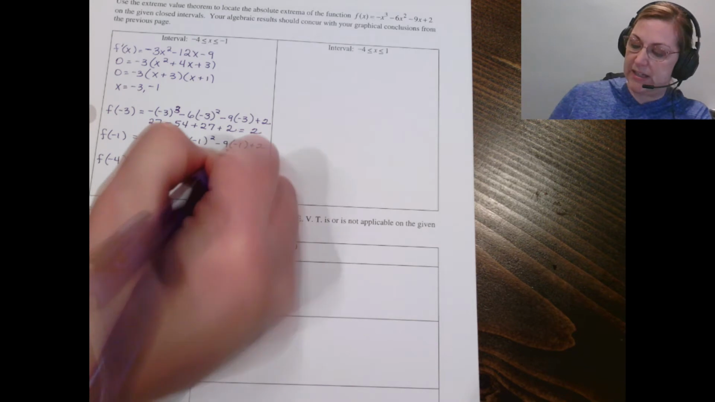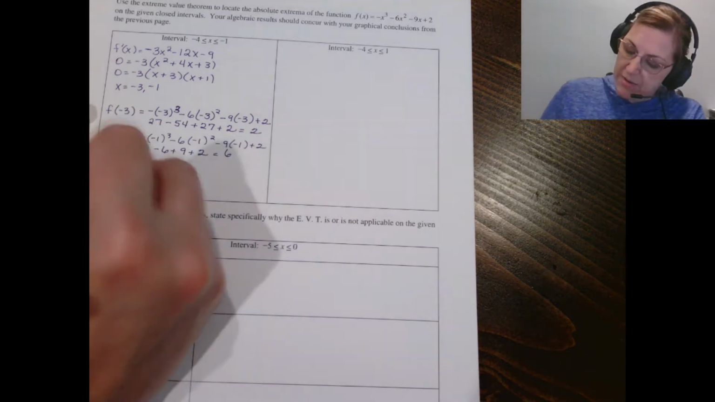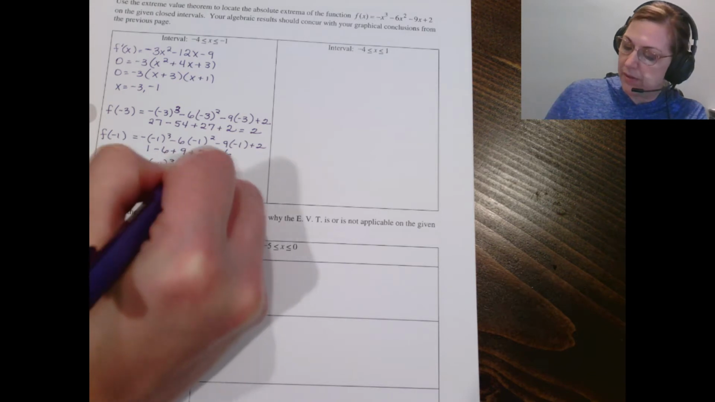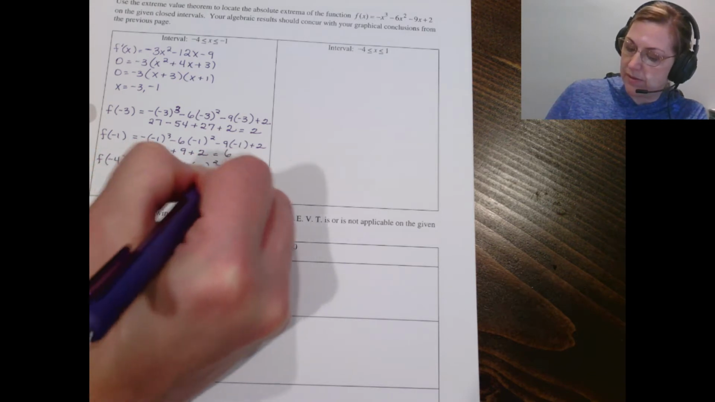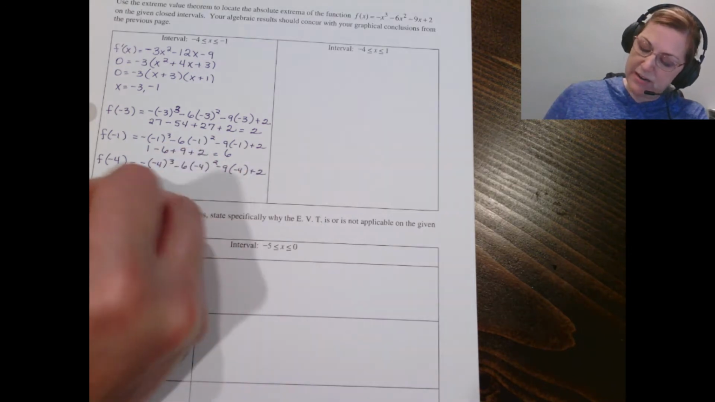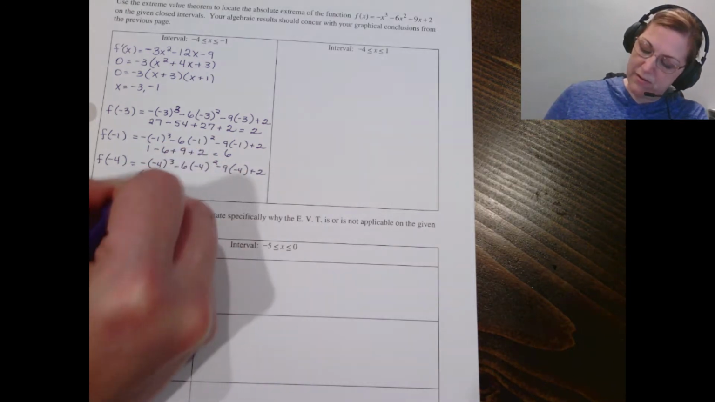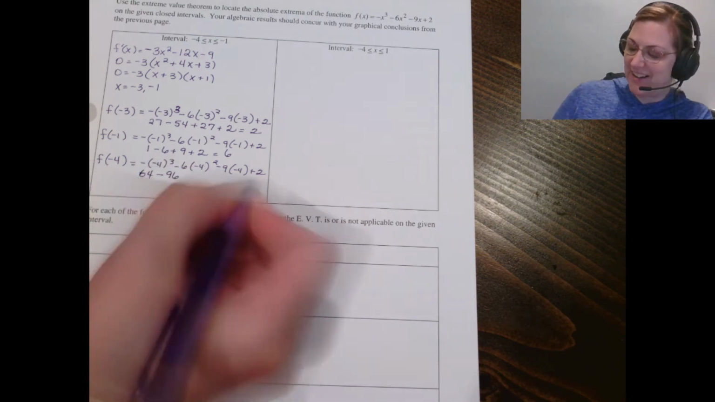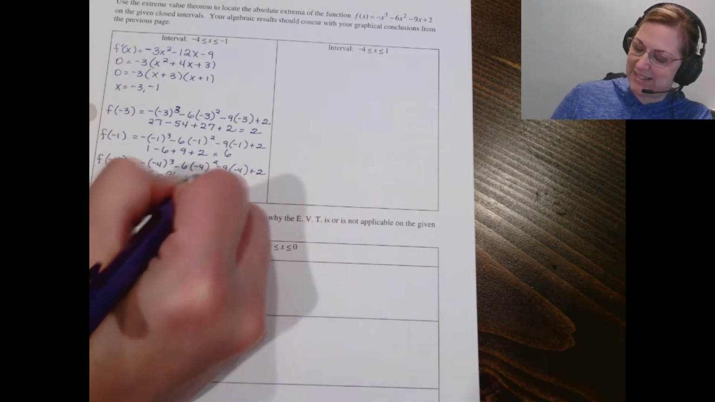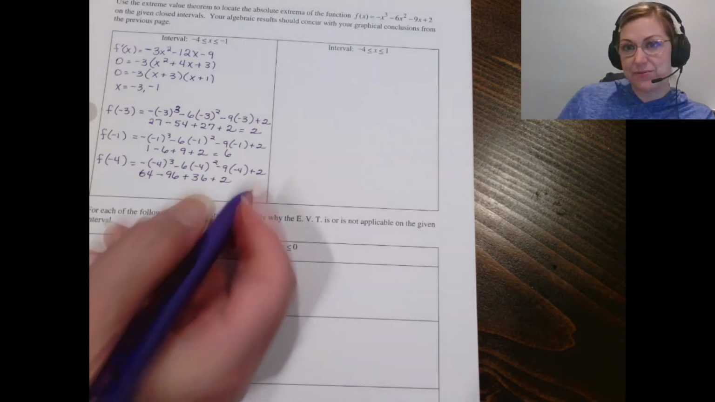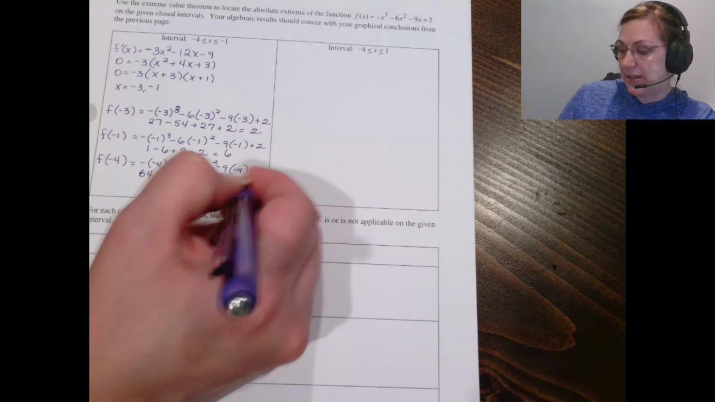And that's 6. And then I'm going to put in negative 4. And let's see, that's positive 64, minus 96, had to think there, plus 36, plus 2. So that's 100 minus 96 is 4, plus 2 is 6.